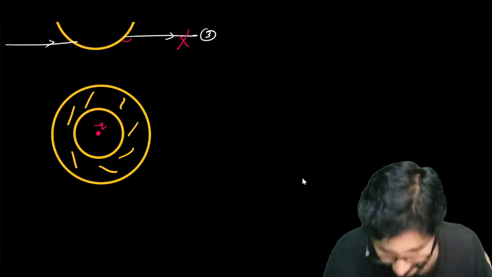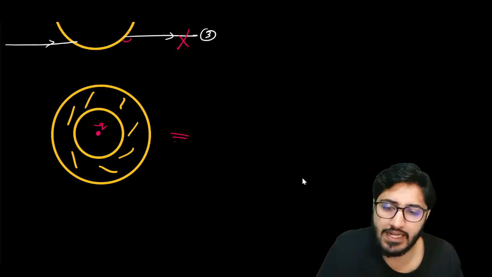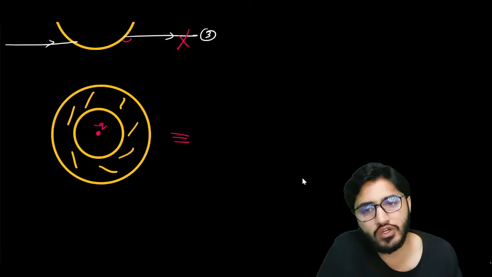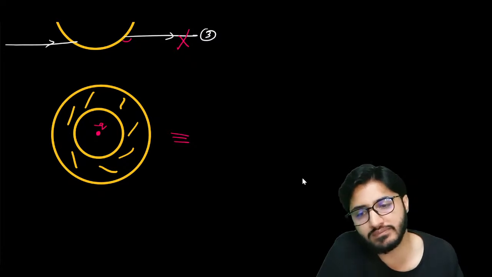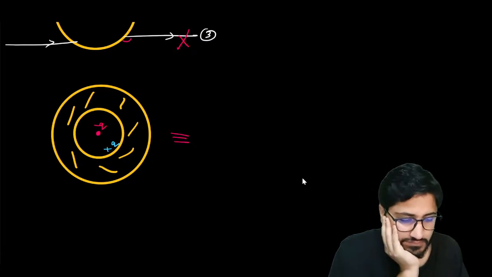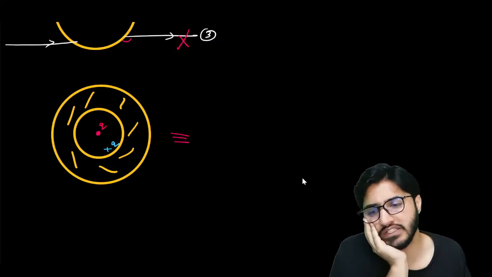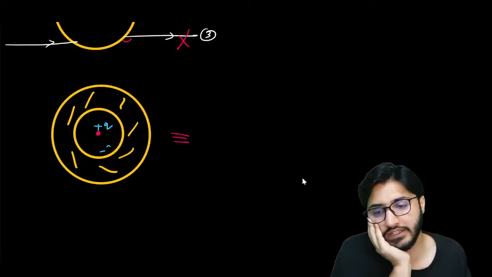Okay, now, how to make its diagram? First of all, we know by the concept of induction, if here is minus Q, then on this particular side I will get plus Q. Most appropriately, I can do one thing. If it is plus Q, that will be easy, otherwise you will get confused. If it is plus Q, then by induction on the inner side I will get minus Q, and I will get plus Q here by induction.